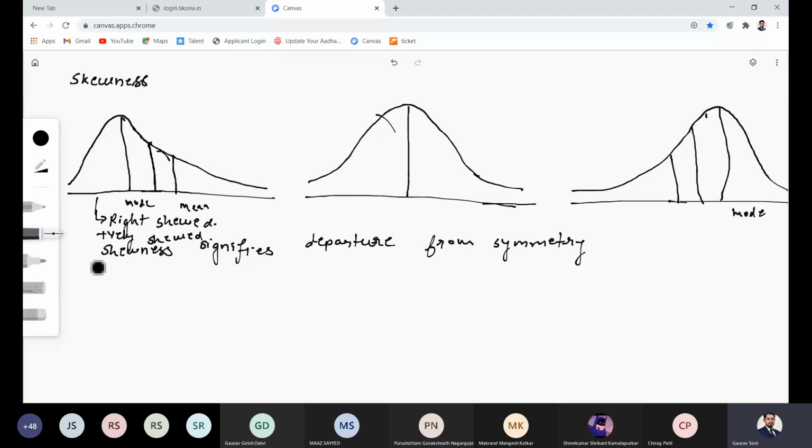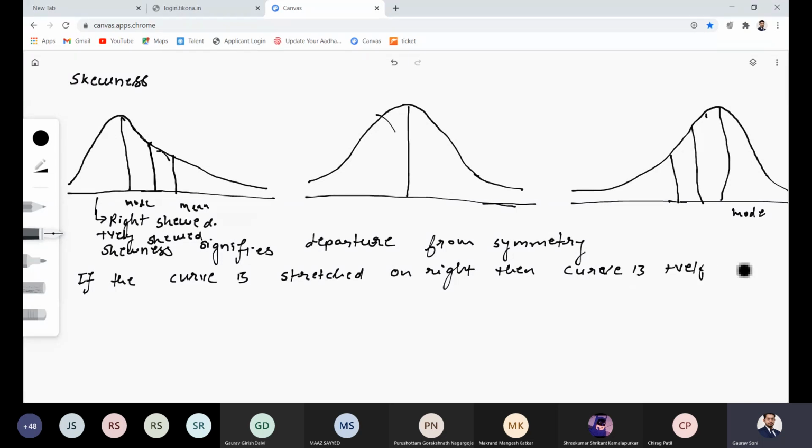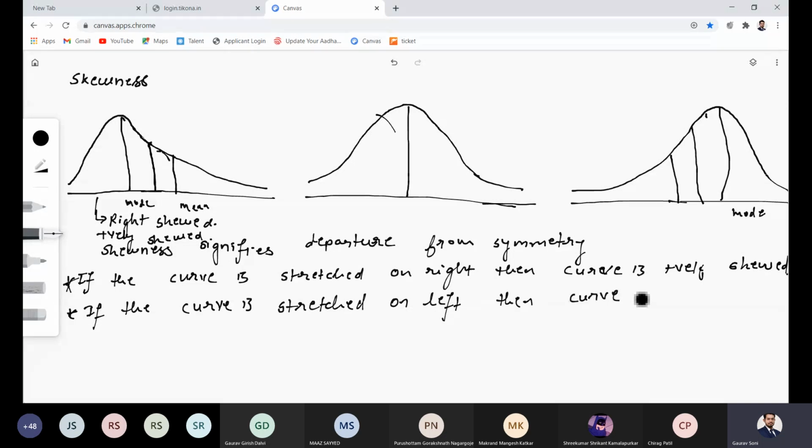So we've done the first case. If the curve is stretched on the right, then the curve is positively skewed. Okay, the first remark. And the second one, if the curve is stretched on the left, then the curve is negatively skewed.